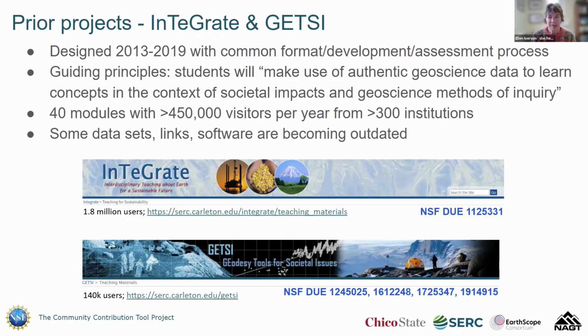So why did we focus on InTeGrate and GETSI? Well, we knew that there was a lot of material across all of these modules. They were designed between 2013 and 2019, have a common design and common assessment. All of these had to follow a guiding principle and meet a rubric that would make use of authentic geoscience data. There are 40-some modules. We know that there are over 450,000 visitors per year from over 300 institutions. So these are continuing to be of high use. And we know that some of the data sets, links, and software need to be updated.